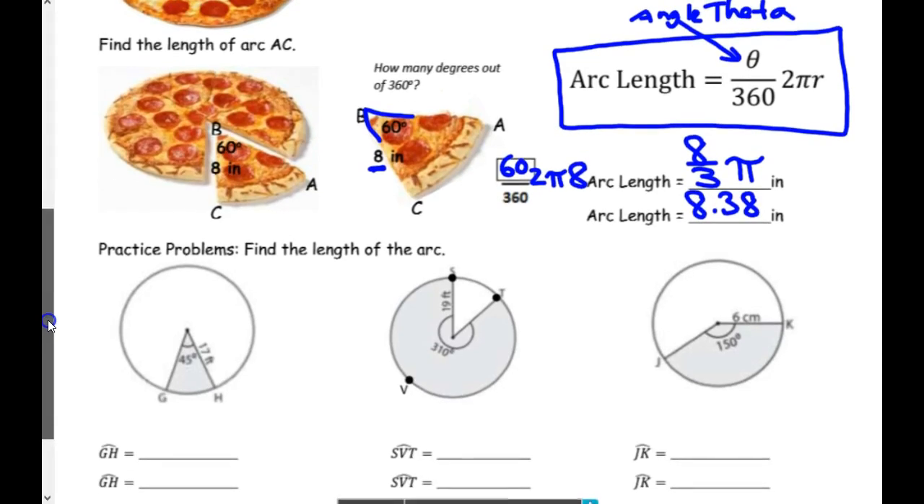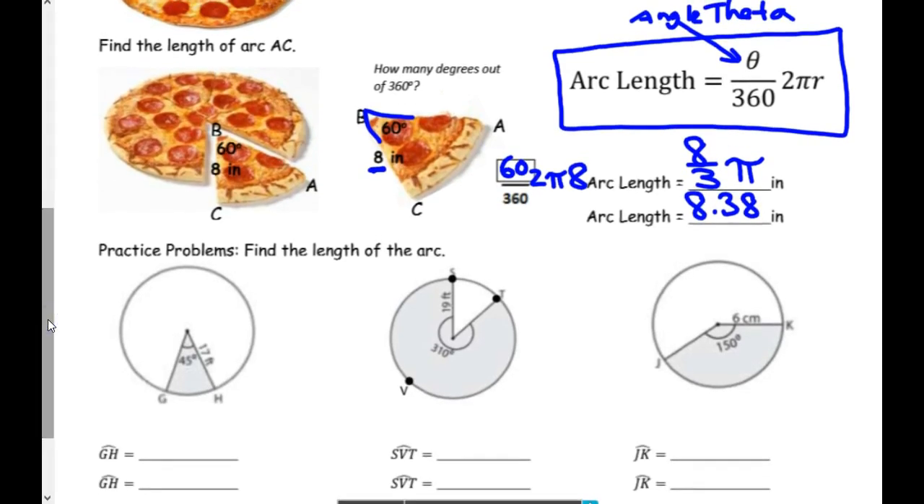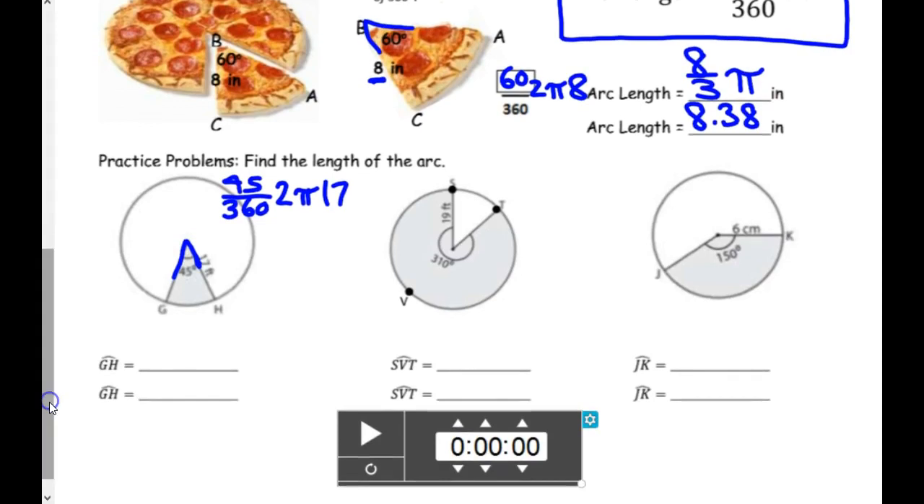Okay, so at the bottom here, let's set up this first equation. What's theta? What's the angle here? 45 over what? 360. And then it's times 2 pi r. What's the radius? Okay, 17. So 2 pi 17. Before we solve this, can you tell me the other two formulas real quick? And by real quick, I mean not 30 minutes, but maybe 20 seconds, because you're so smart and you're faster than before. Let's go. Write the other two formulas real quick.